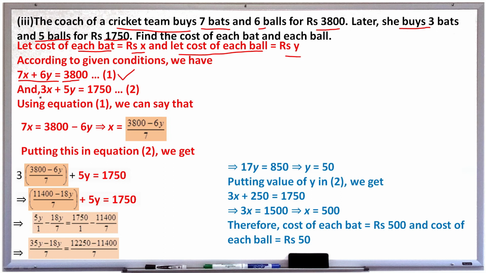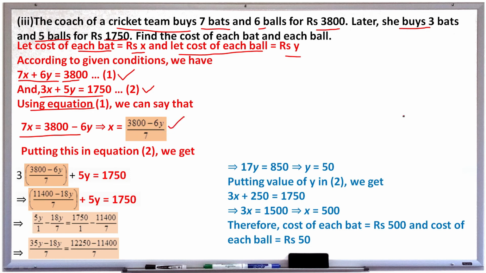And the second equation we can form: 3x plus 5y is equal to 1750. It is given as the second condition. Using these two conditions we can frame two equations. Using the first one, we can say that 7x is equal to, bringing 6y to the right hand side, it will become minus 6y. From that, x is equal to 3800 minus 6y divided by 7.